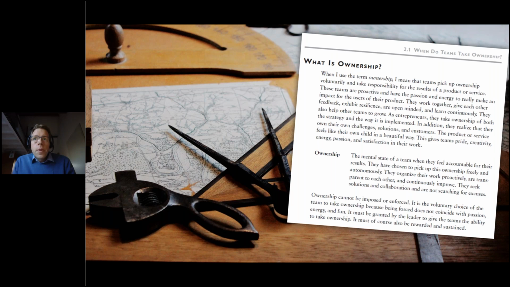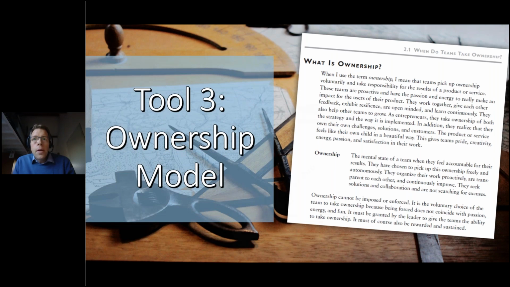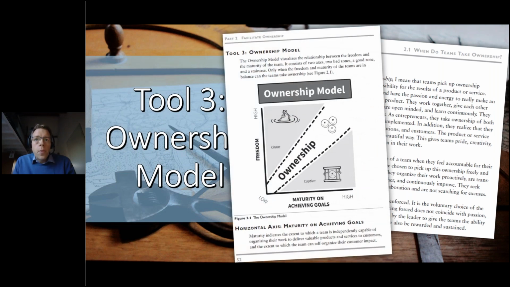So the book explains what ownership is, gives a nice definition of ownership, and explains all about the ownership model, and how you can make more tangible what we mean with freedom, and how you can make an alignment on maturity on achieving the goals.